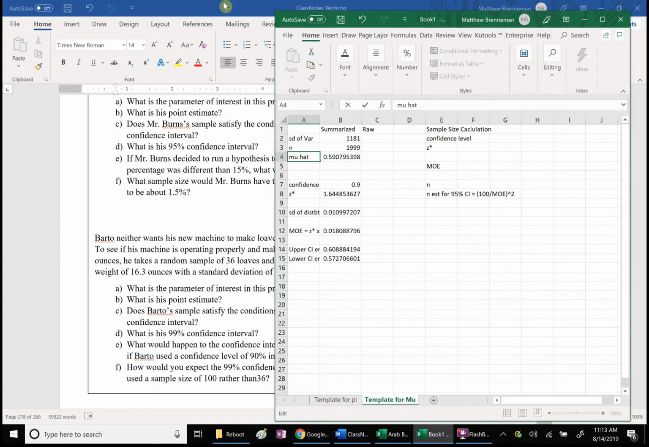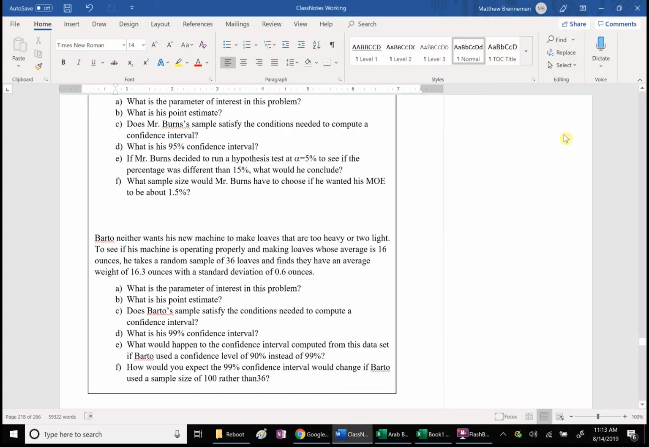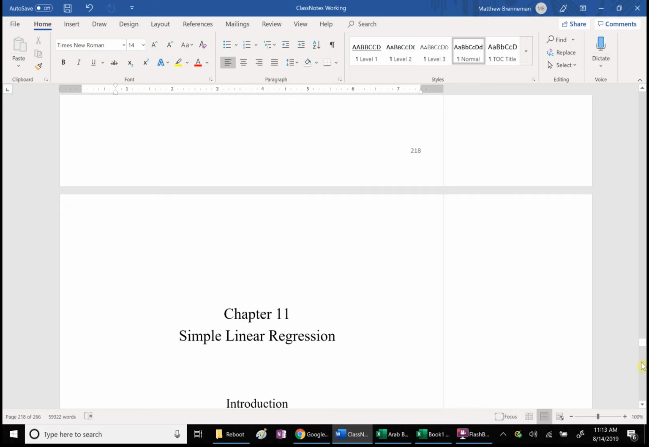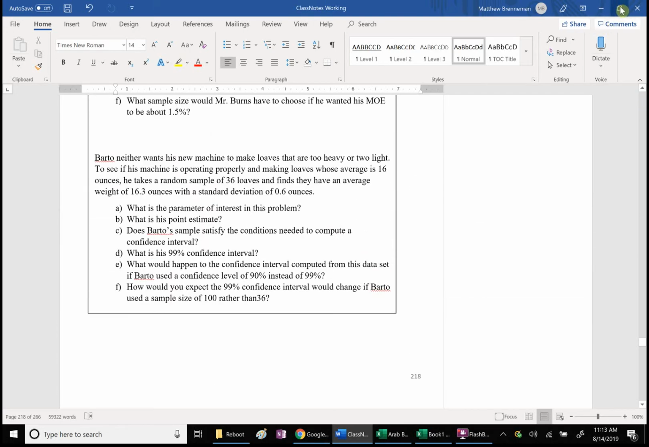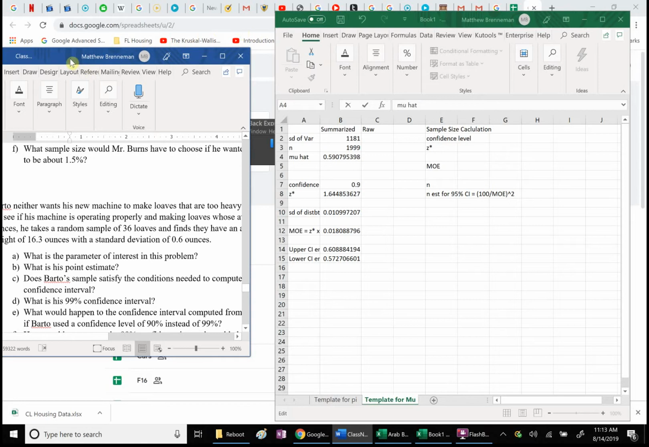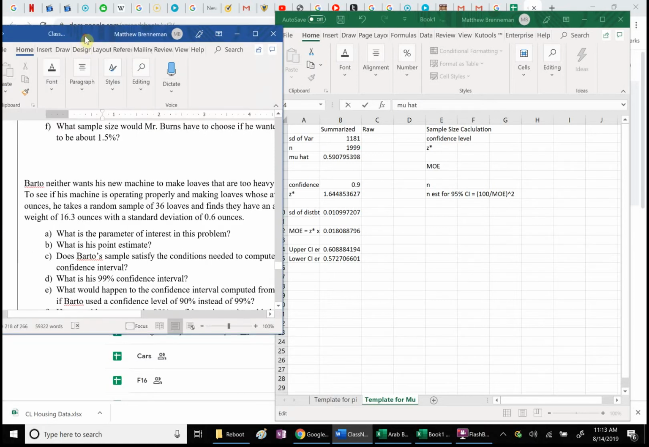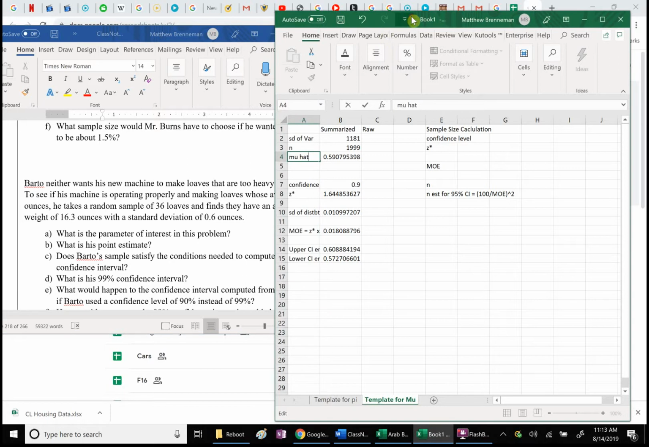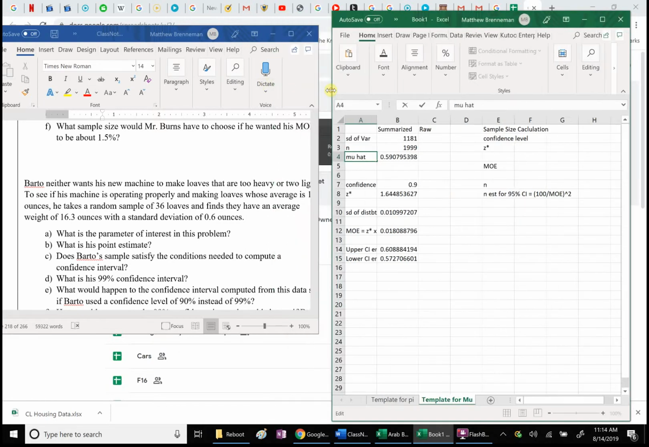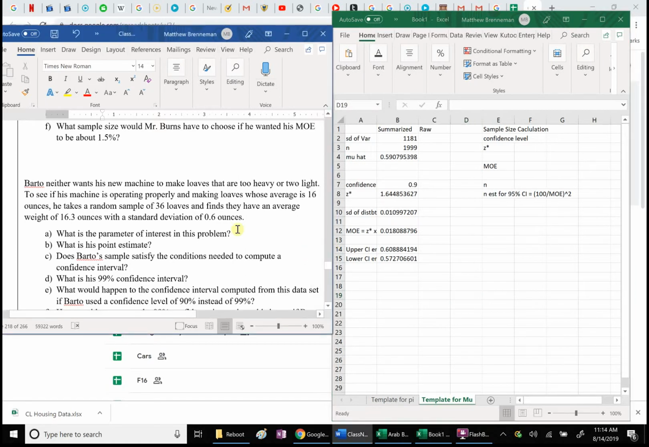So let's see how this works. We'll split the screen here, and this is on page 218. So Bardo is still at this problem where he's baking his loaves of bread, and he wants to see if his machine is operating correctly. In other words, he doesn't want it making loaves that are too heavy because then he's going to lose money, but he also doesn't want it making loaves that are too light because then he's going to be ripping customers off, right? And so he goes ahead and takes a random sample.